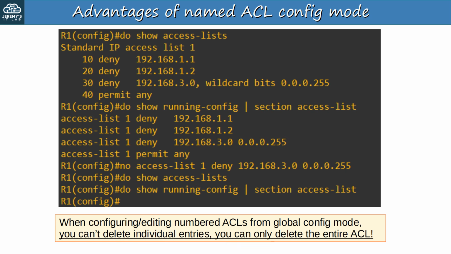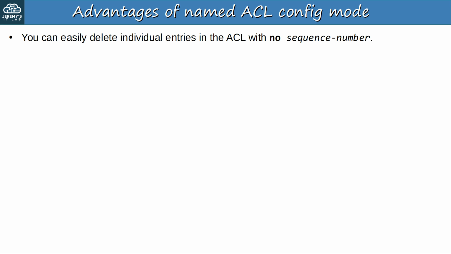So if you want to edit it, you have to delete it and then remake it from zero. If an ACL has many entries, this is obviously not a fun task. So if you want to edit an ACL, you definitely should use named ACL config mode. Note that if you prefer, you can configure a numbered ACL in global config mode, and then just use named ACL config mode when you need to edit the ACL. Okay, so that's the first advantage of using named ACL config mode, even if you're configuring numbered ACLs.